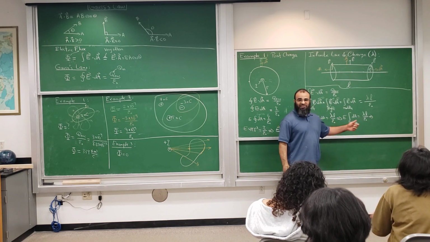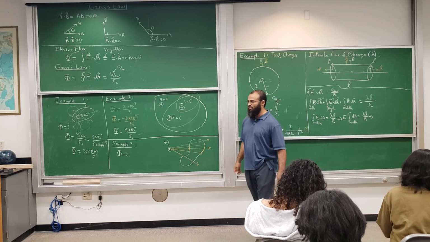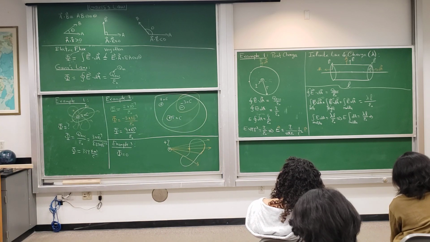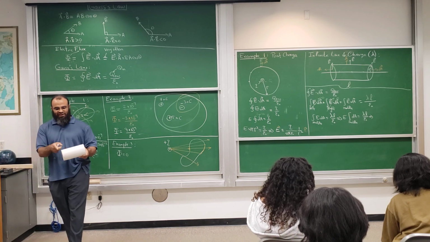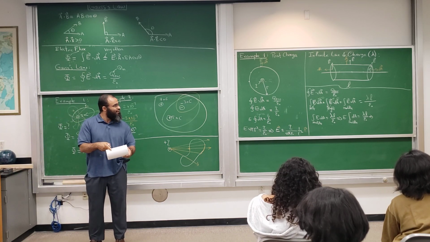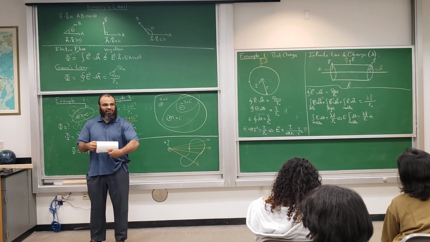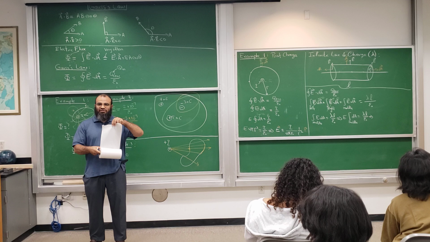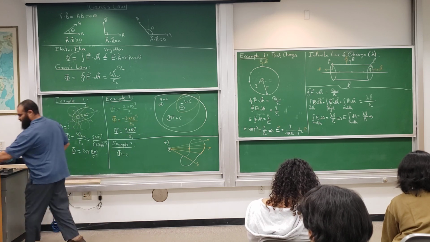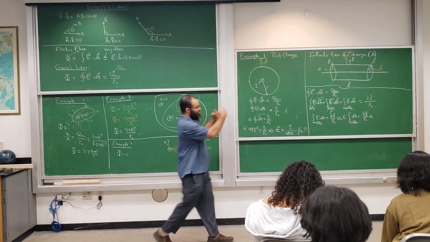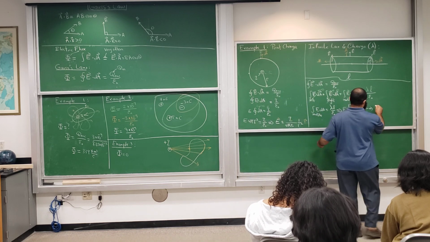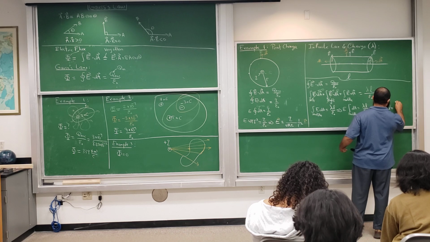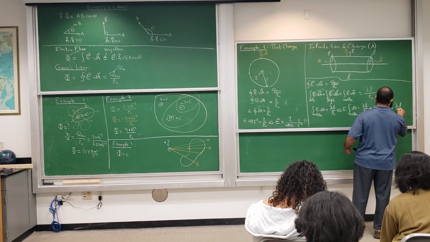Now, the integral of dA is A, the area of the middle part. What's the area of the middle part? 2 pi R L. It's L this way, and if I unwind it, it would be 2 pi R this way. So the surface area of that part is 2 pi R L, and we get E times 2 pi R L equals lambda times L over epsilon naught.